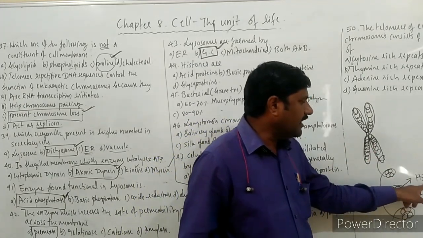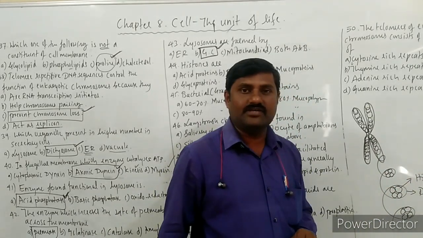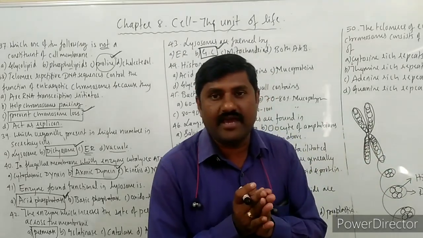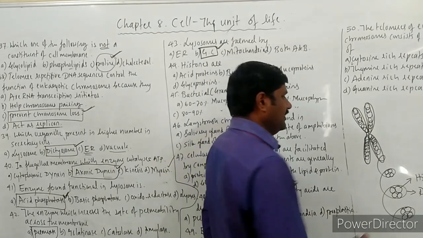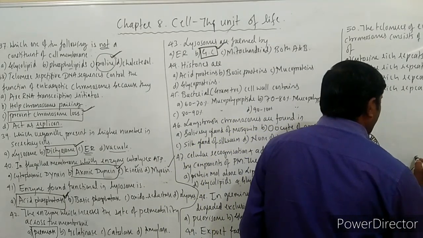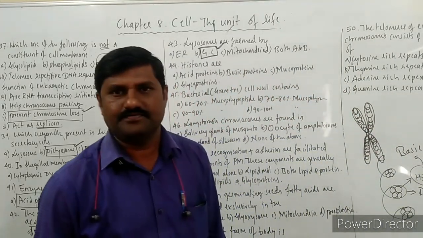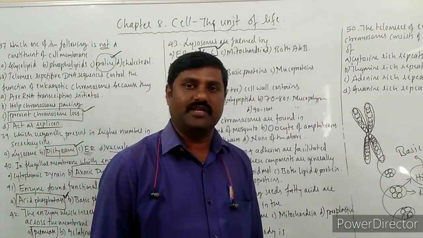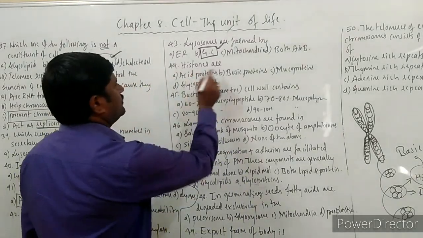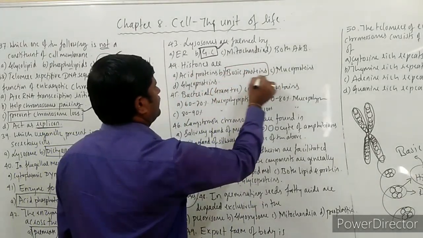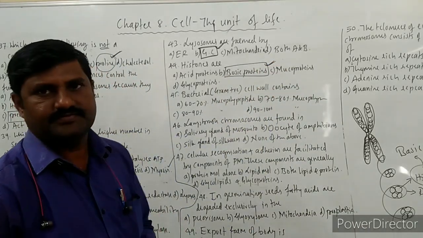So here DNA is associated with the histone proteins. If it is acidic in nature, then it has to combine with basic material. Hence, these histone proteins are basic in nature. They are basic proteins. Hence, the answer for this question is that histones are the basic proteins.